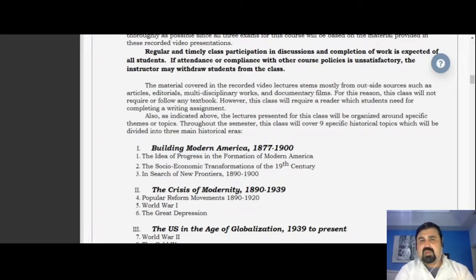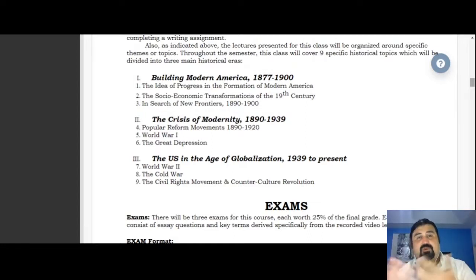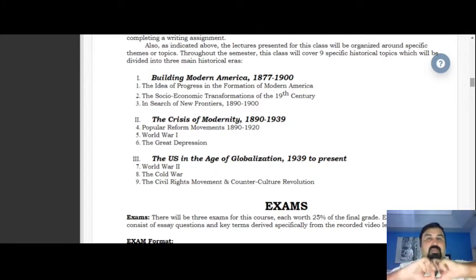Okay. All right. So another thing, and this is something that you are perhaps already aware of, from what I've been indicating moments ago, is that the historical material in U.S. History 1302 is going to be presented in three main periods: building modern America, the crisis of modernity, and the U.S. in the age of globalization. Something we already, of course, explained moments ago.